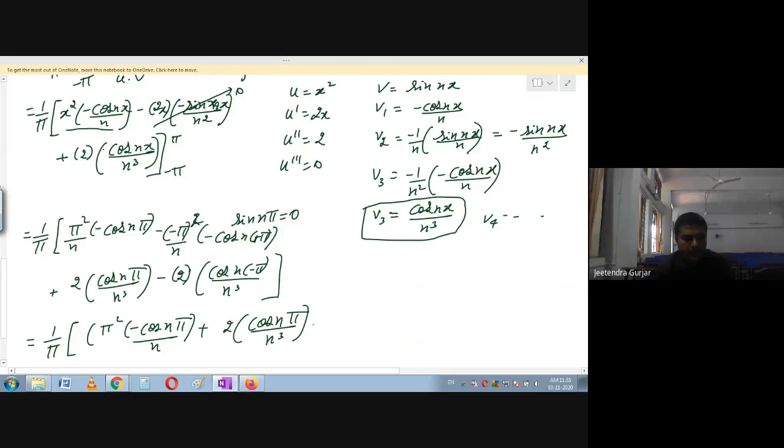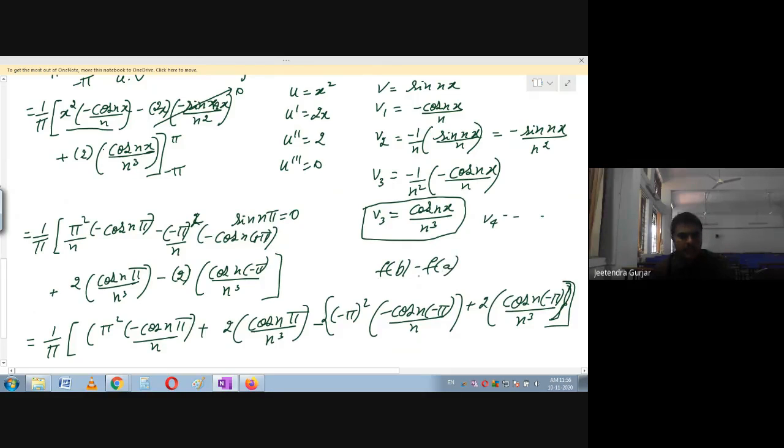Now you are going to substitute minus pi. So this is minus pi square minus cos n minus pi upon n. Next, this is plus 2 cos n minus pi upon n cube. Both ways you can simplify. Yes, please remember here minus is outside. This is what we have, f of b minus f of a. That is the integration we are going to get. That is integration of f of x dx is equal to.